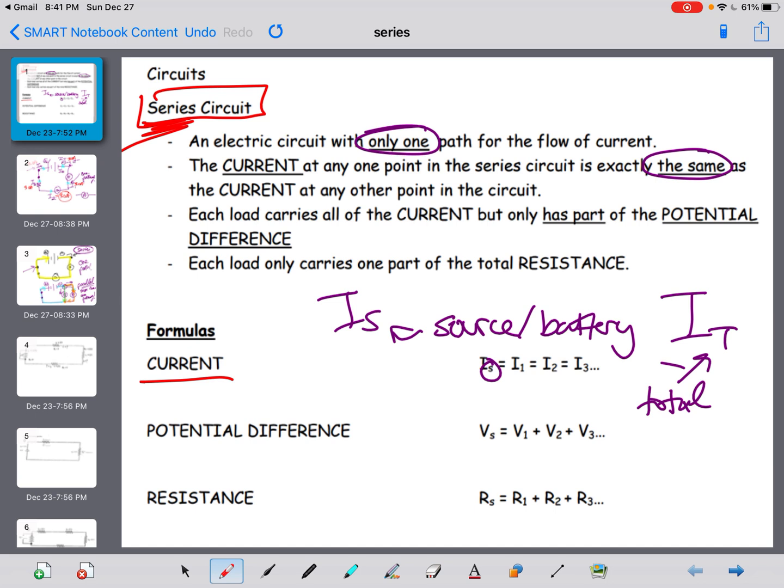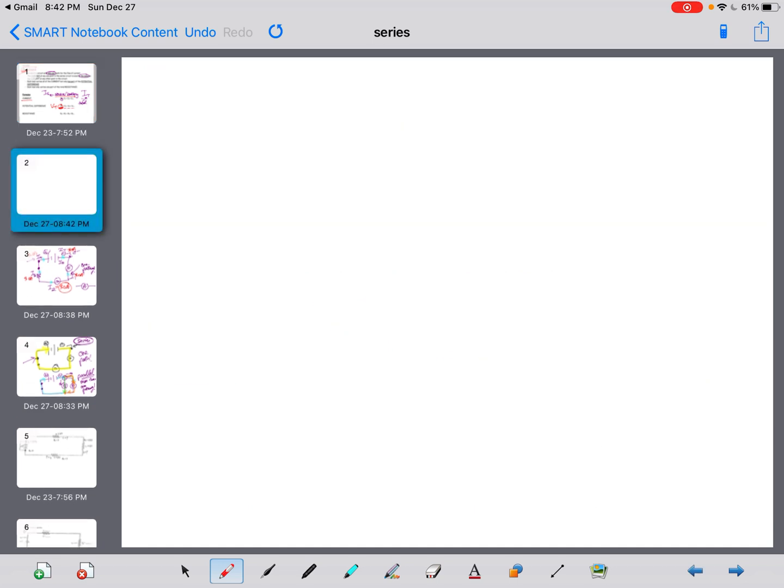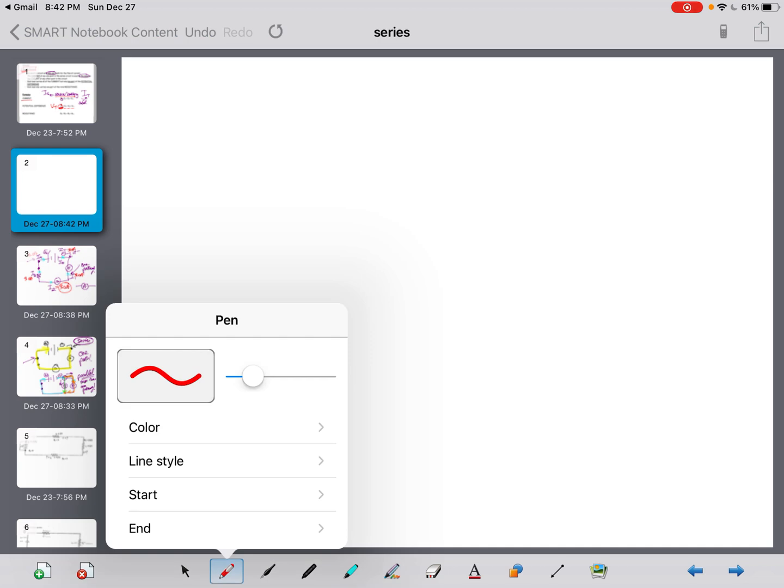Now, when we're talking about potential difference, the relationship is different. Potential difference in a circuit is additive. So what that means is that the battery, so remember the S represents source or battery, right? It could also be VT for total. So the battery voltage is equal to all of the voltages that are used up in that circuit. So let's draw us a circuit so we can kind of talk about why that is.